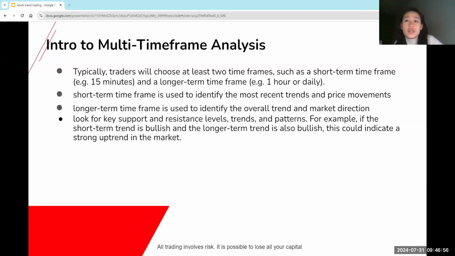Then you can analyze both of these, and look at key support and resistance levels, trends and patterns. The example we gave is that if the short-term trend is bullish and the longer-term trend is also bullish, this could indicate a strong uptrend in the market.